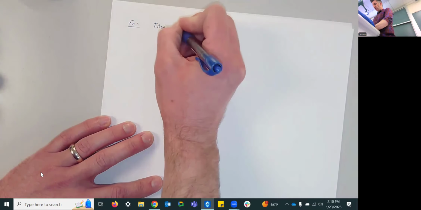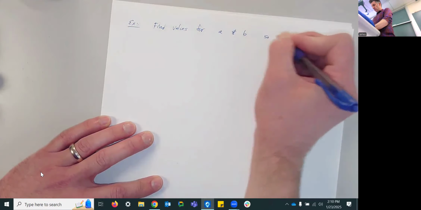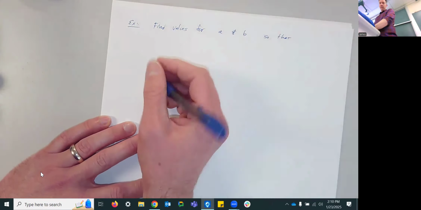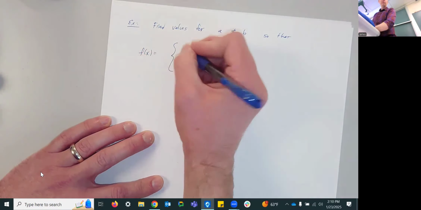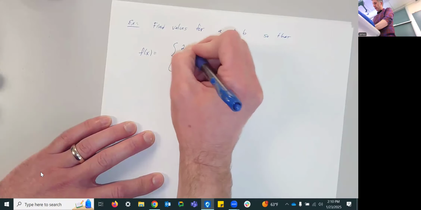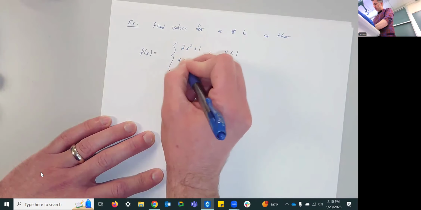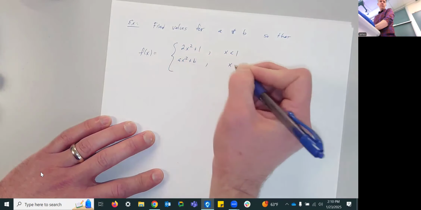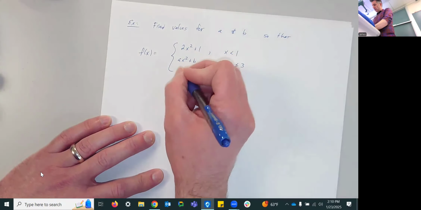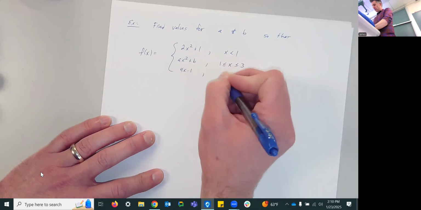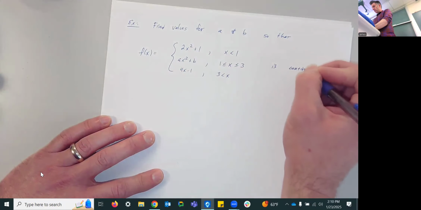Find values for the constants a and b so that the following function, f of x equal to 2x squared plus 1 when x is less than 1, and ax squared plus b when x is bigger than or equal to 1, less than or equal to 3, and 4x minus 1 when x is bigger than 3, so that f of x is continuous everywhere.